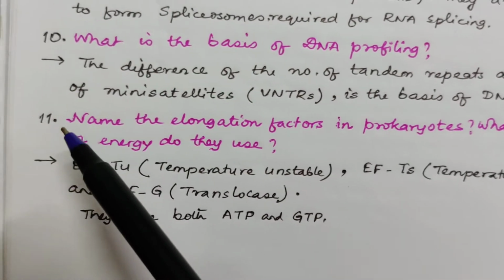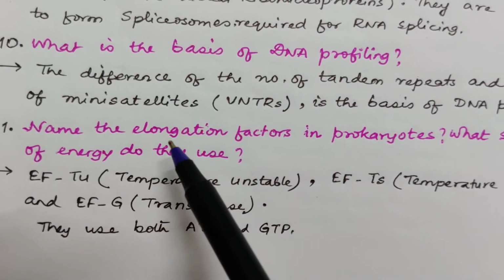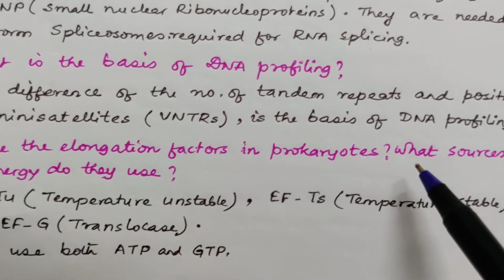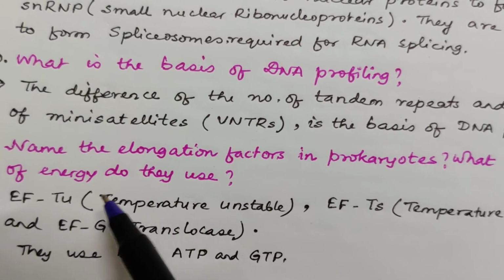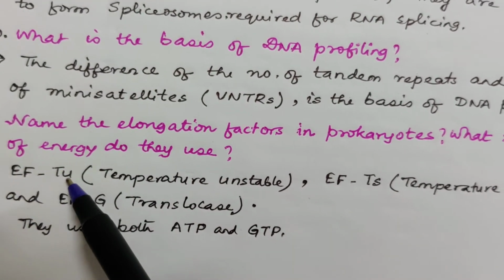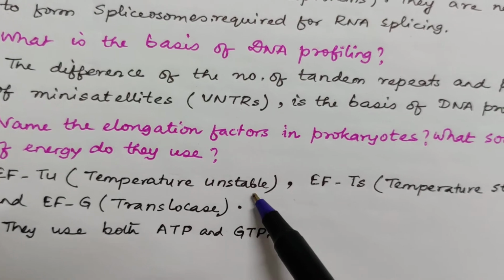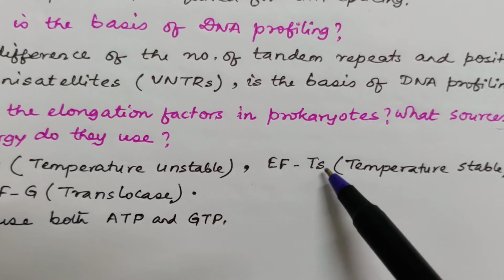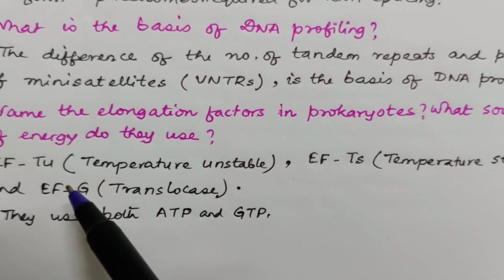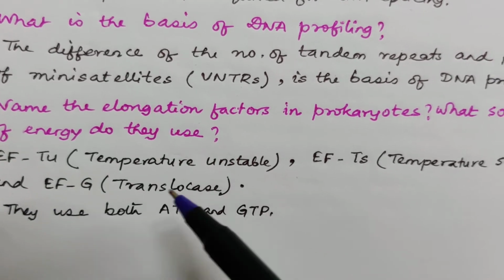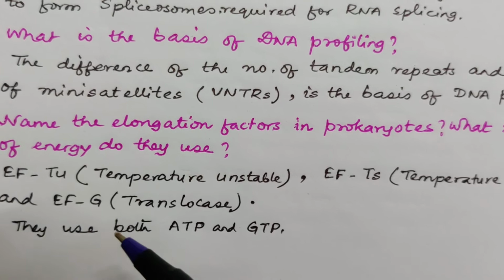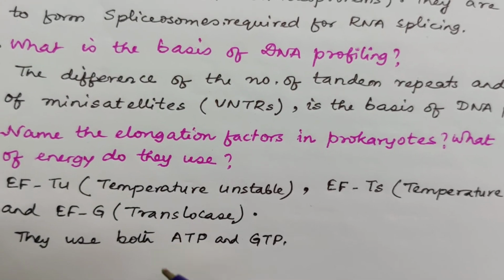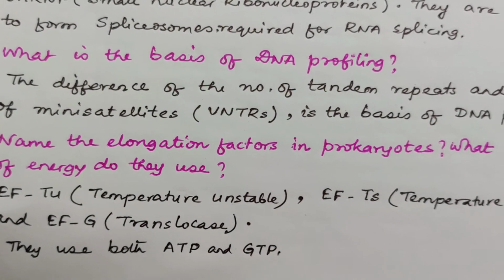Number 11. Name the elongation factors in prokaryotes. What sources of energy do they use? These are elongation factor Tu, meaning temperature unstable. Another is EF-Ts, meaning temperature stable. And the third one is the translocase, named EF-G. They use both ATP and GTP as their energy sources.